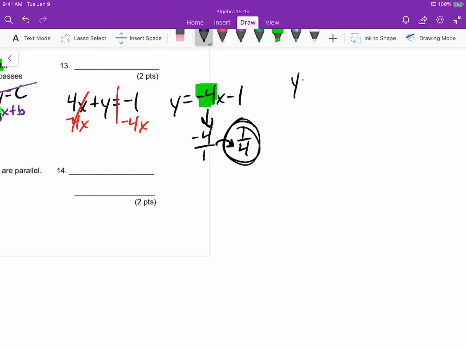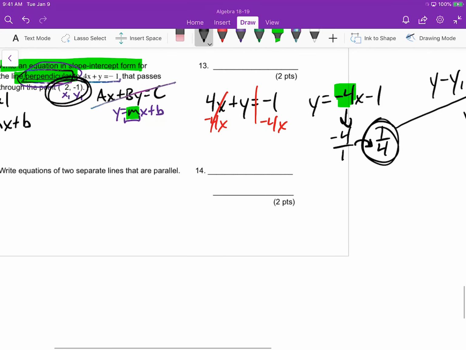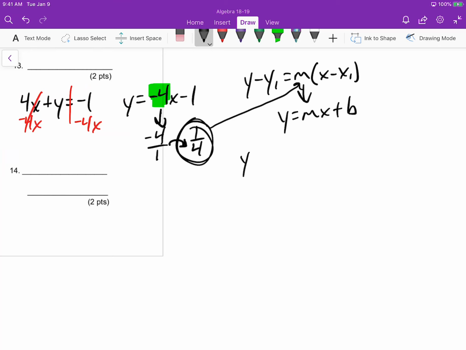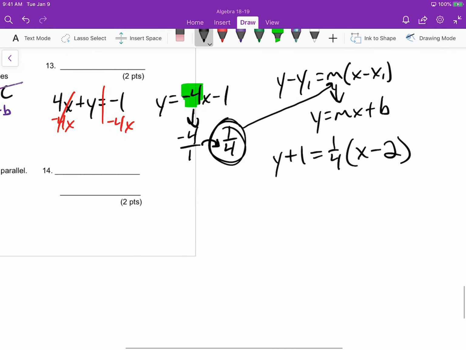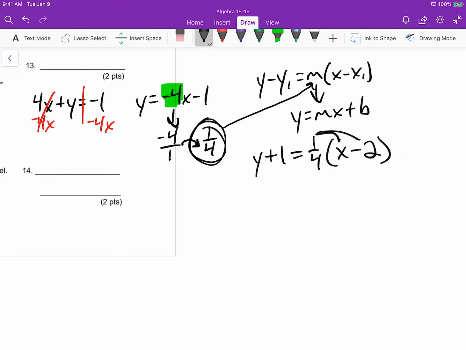So I can, one more time, take this information, which I can change into y equals mx plus b. Okay, so my new slope is 1/4, and my point was 2 comma negative 1. So y minus negative 1 would turn into plus 1. My slope is 1/4, and I have x minus 2.